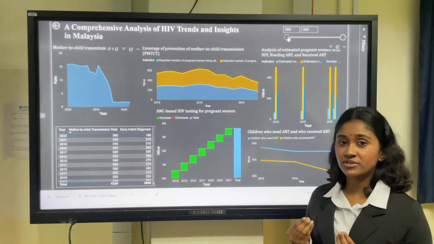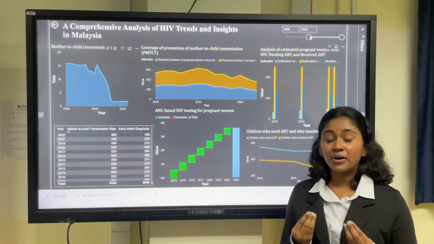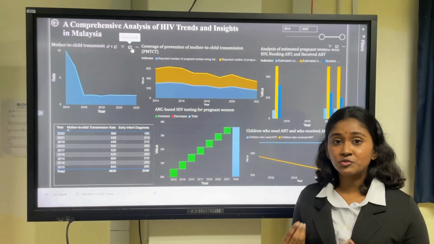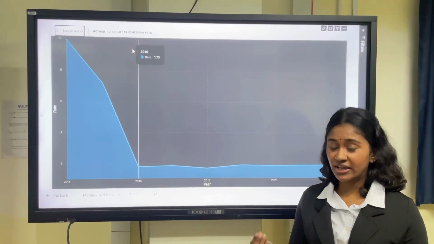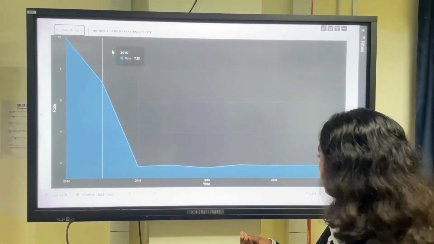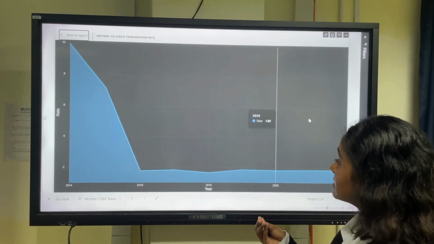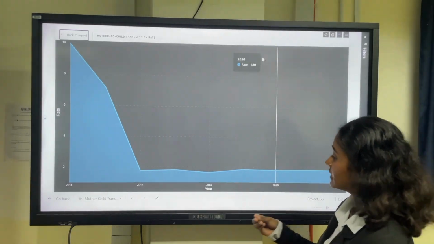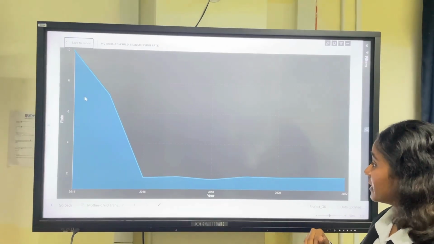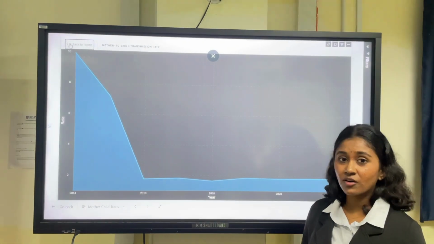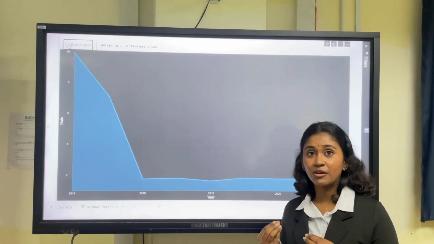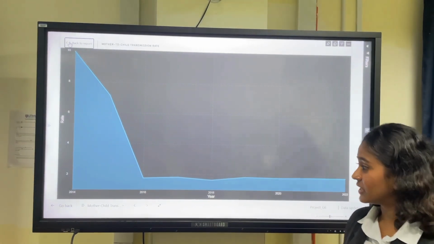Because of the mother-to-child transmission. If you know mother-to-child transmission, what is it? Mother-to-child transmission is the transmission of infection from a mother to child through pregnancy, breastfeeding or childbirth. If you compare the analysis from 2014 to 2022, the cases have been decreasing. And if you have seen from 2016 to 2022, the cases have remained the same. Why is it? Because now we have enhancement of prevention of mother-to-child transmission in Malaysia.